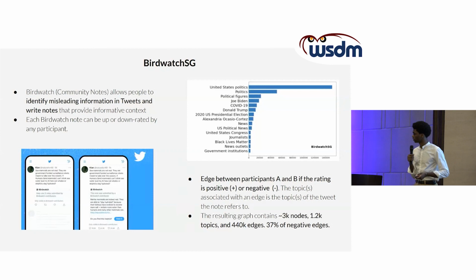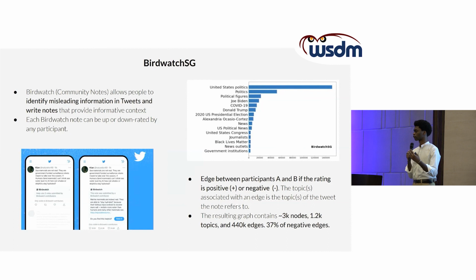The second data set is Birdwatch SG. You may have heard about it. Birdwatch, also called Community Notes, is a platform owned by Twitter which enables any participant to write a note on a tweet when they think the tweet may be misleading. Other participants can then upvote and downvote the note, and we retrieve opposition and support from those upvotes and downvotes.